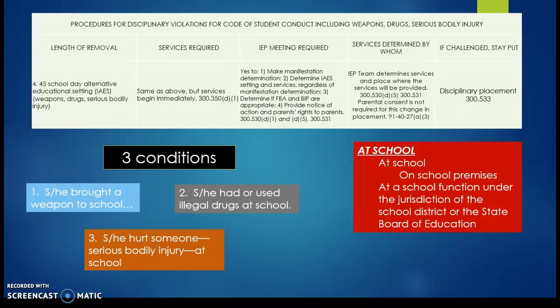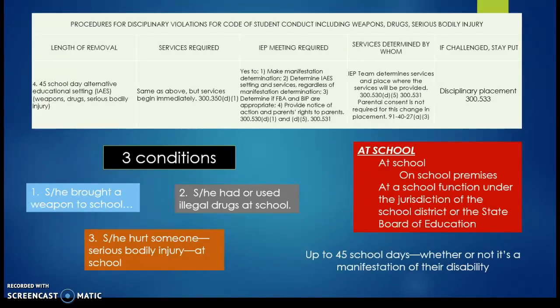So let's just say they're hanging out at the football field Saturday night after the game. Finally, at school includes being at a school function, and this function is under the jurisdiction of the school district or the State Board of Education. Now, maybe this means they're riding a bus to or from a school event. Okay? And this student who's broken the Code of Student Conduct can be suspended up to 45 school days, whether or not it's a manifestation of their disability. If it is a manifestation of their disability, then an interim alternative educational setting will be established.